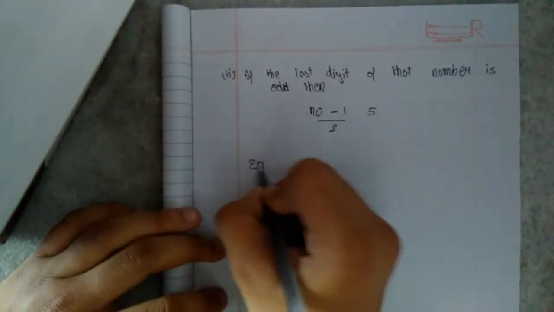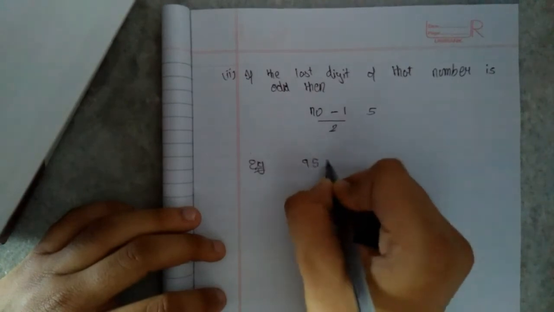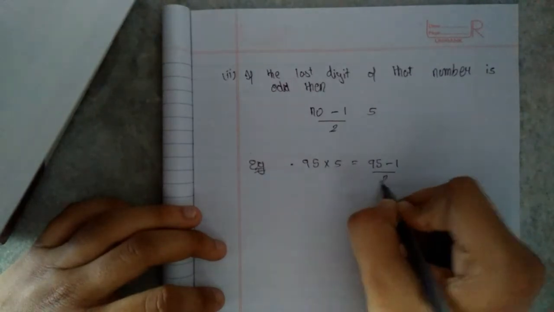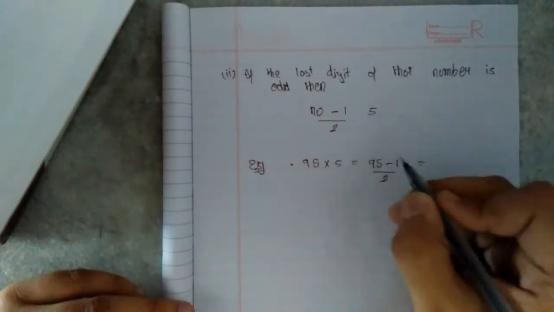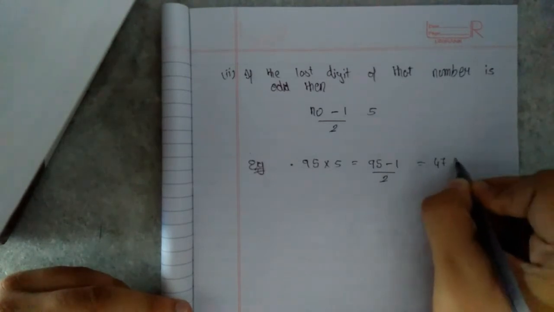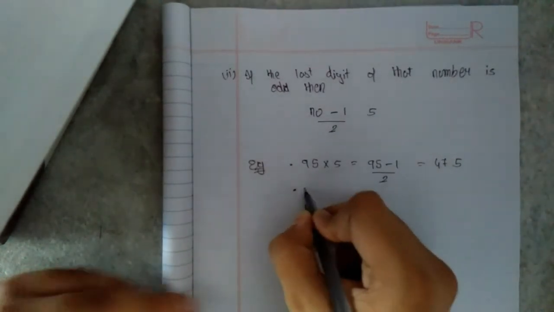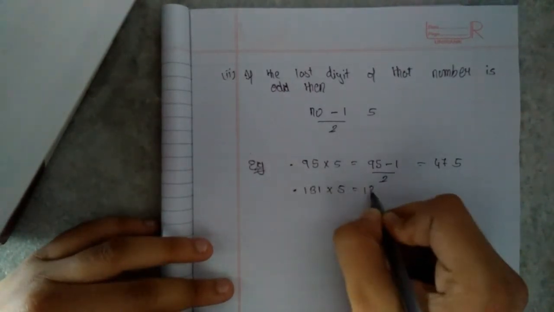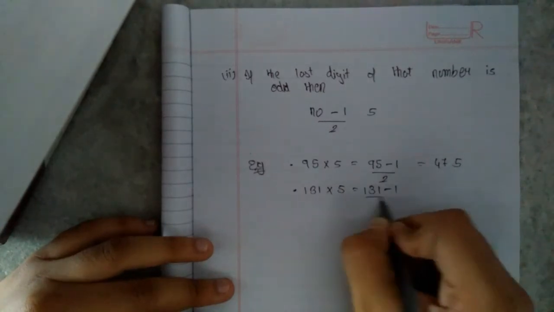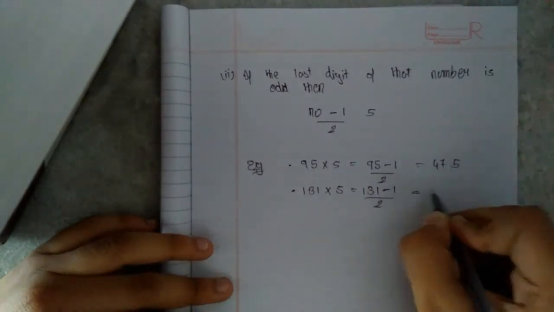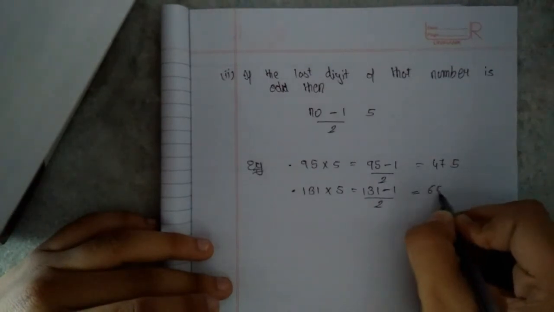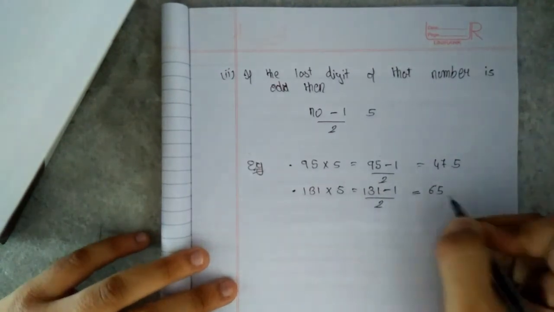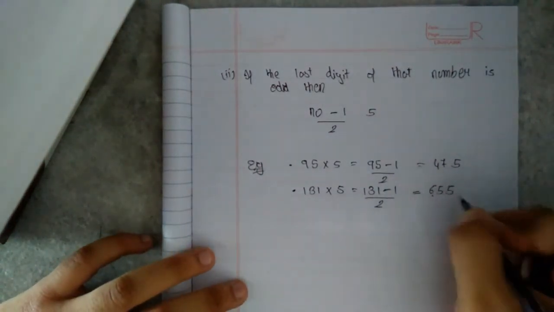Let's take some examples. 95 into 5. First 95 minus 1 and divided by 2. Minus 1 we get 94 and 94 divided by 2 we get 47 and last we have to put 5. Let's take another example. 131 into 5. First 131 is subtracted by 1 and divided by 2. When subtracted 1 we get 130 and 130 divided by 2 we get 65 and last we have to put 5.